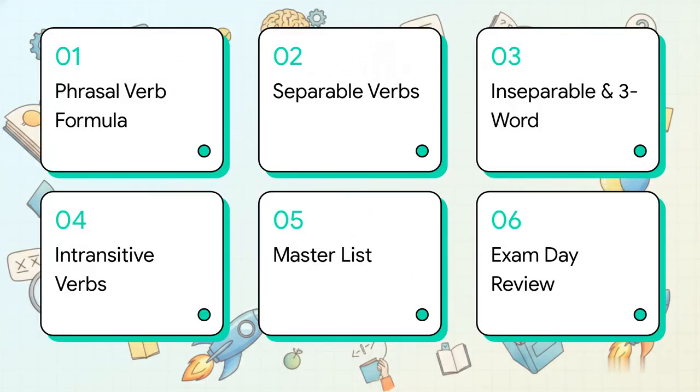All right, here is our game plan for today. We've got 1, the phrasal verb formula, 2, separable verbs and pronouns, 3, inseparable and 3-word verbs, 4, intransitive phrasal verbs explained, 5, a master list by verb type, and finally, 6, our exam day review table. Let's build that cheat sheet.